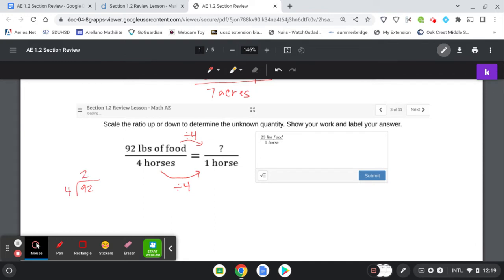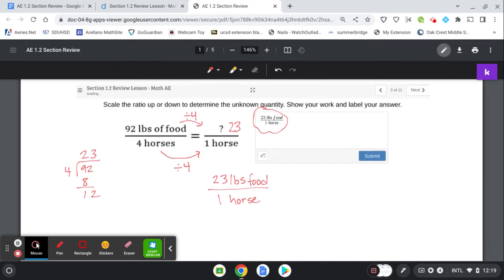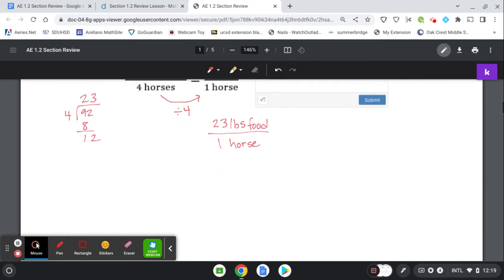4 goes into 9 twice. 4 goes into 12 3 times. So the answer would be 23. So it's 23 pounds of food per horse. So you want to type that in your text box and hit submit. When you're ready, go to slide 4.